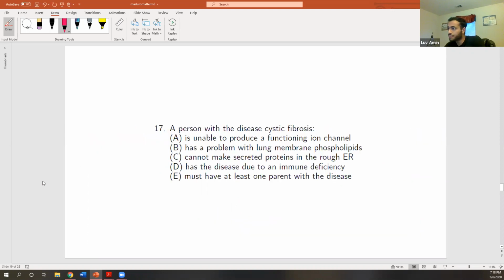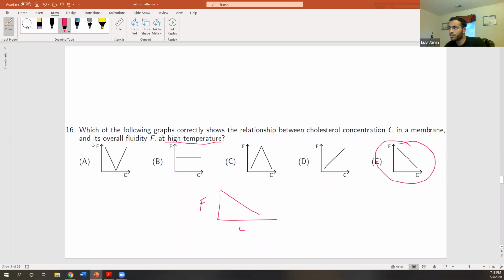Let's go on to the next one. Or actually, just a quick little review for the last one. If it didn't say high temperature, we'd probably look for a different type of graph. In this case, since it's high temperature, high fluidity is what we want to avoid, making it too fluid. We want to make it more solid. But too much cholesterol will make it too packed.